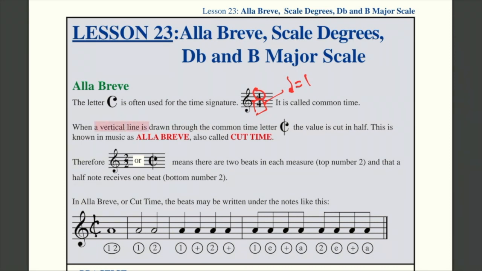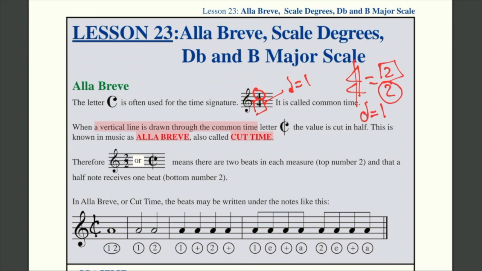In Alla Breve, a vertical line is drawn through the common time signature, and therefore it cuts the value in half. There's 2 names for this, Alla Breve or cut time. So instead of 4/4 time signature, we cut it in half and receive 2/2 time signature. This tells us in the top number there's going to be 2 beats per measure, but observe that the bottom number has changed from a 4 to 2, which tells us that a half note now equals 1 beat.